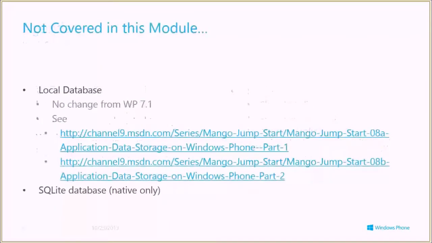In this session, we're not covering the local database APIs. This is only about files and storage. The functionality there is the same as in Windows Phone 7.1. There are training sessions if you want to check them. There's also SQLite, which is an open source database that is available for native code developers in Windows Phone 8. If you just download the libraries, it's an amazing tool if you'd like to use SQLite in Windows Phone.